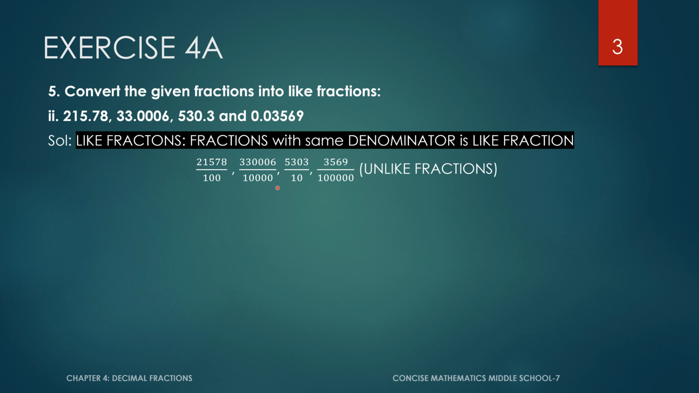Look here, since the denominators are different, it is unlike fractions. So we have to change this into a like fraction. How to change it? Which decimal fraction is having the highest denominator? This number, that is 0.03569. So how many numbers does it have after the point? 1, 2, 3, 4, 5, right?